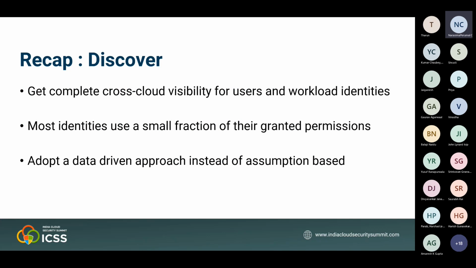So now we have seen the discovery phase, the very first phase. From this, what we have learned is that we can get complete cross-cloud visibility for both user and workload identities. We have seen managed users, service principals, IAM keys, everything. And in our demo itself, we have seen that most of the identities use a very small fraction of the granted permissions. For example, more than 12,000 permissions are granted, but the user is actually using 5 permissions or 2 permissions, which is a very low percentage.